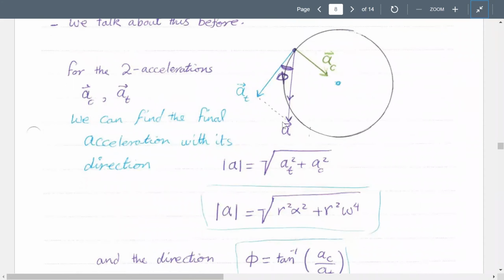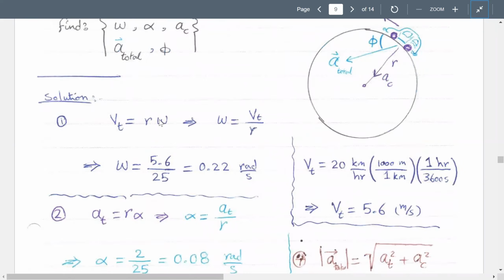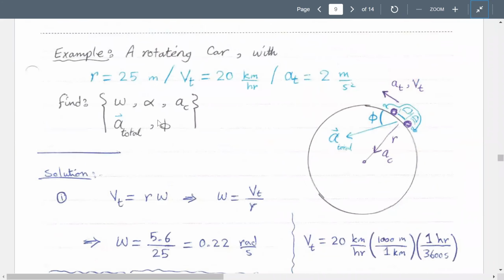Any question about this? Okay. Now we have this example, which is the final page for today.